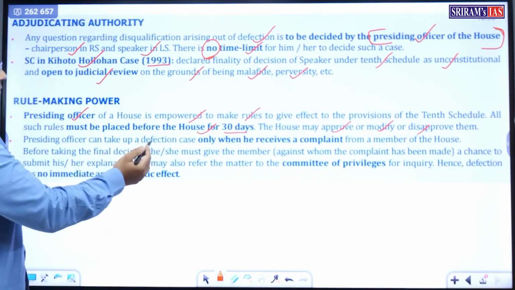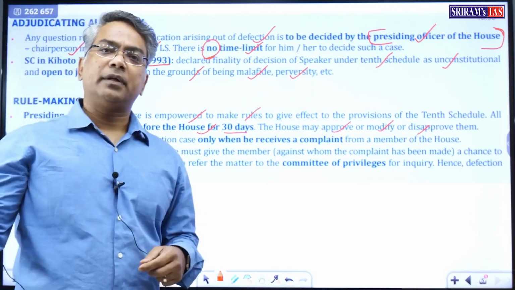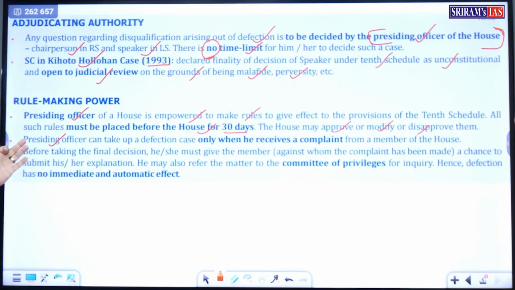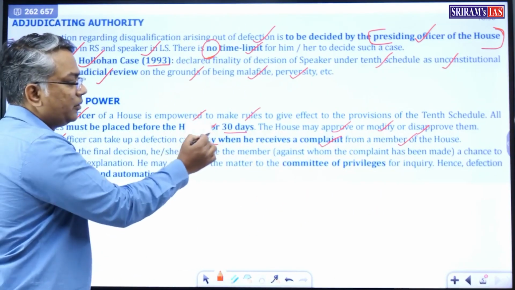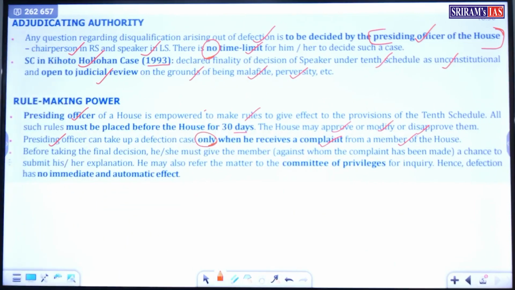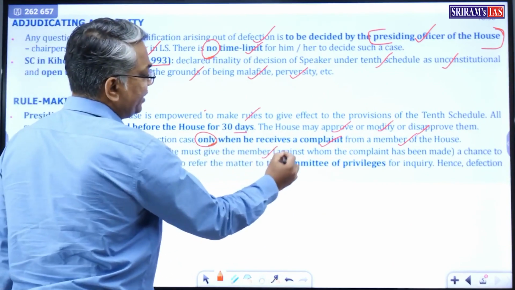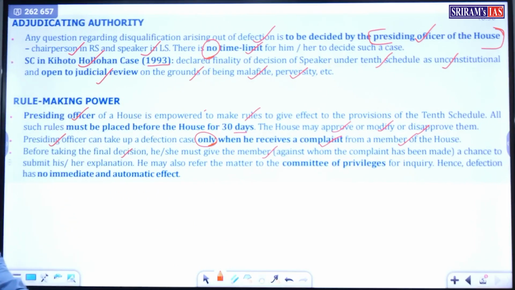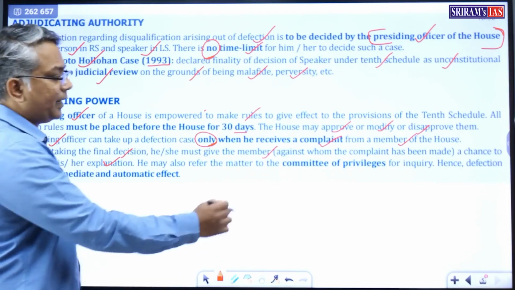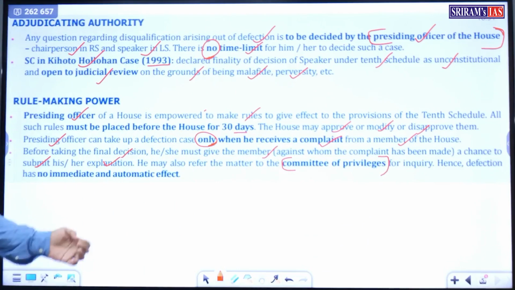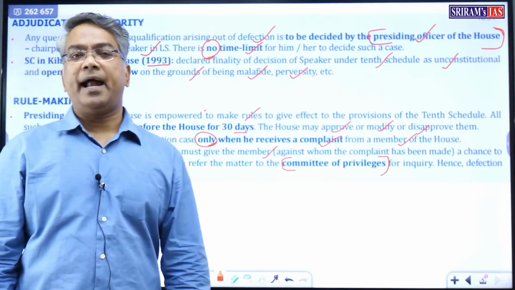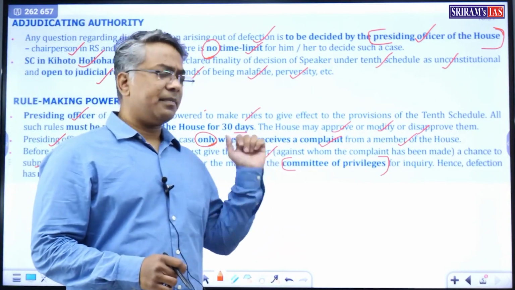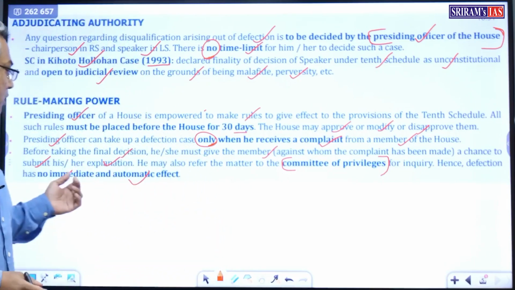So when does the presiding officer take up a complaint regarding defection? The presiding officer can take up a defection case only when he receives a complaint from a member of the house. Before taking the final decision, the presiding officer must give the member against whom the complaint has been made a chance to submit his explanation. He may also refer the matter to the Committee of Privileges for inquiry. Hence, defection has no immediate and automatic effect.